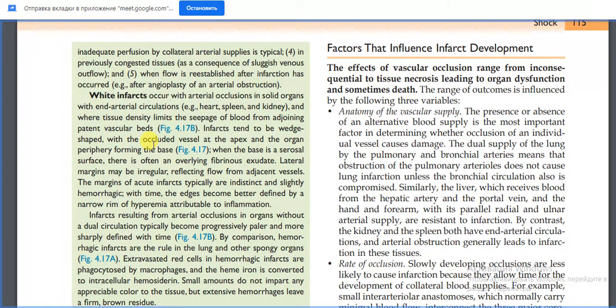White infarcts are the most common type. A white infarct is a portion of coagulative necrosis, and we discussed it in detail in the practical class: ischemia in most organs causes coagulative necrosis, and this is a typical coagulative necrosis. It is present in the heart, spleen, and kidney, where tissue density limits the seepage of blood from adjoining patent vascular beds. They are wedge-shaped, with the occluded vessel at the apex and the organ periphery forming the base.